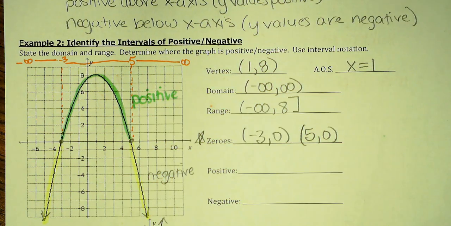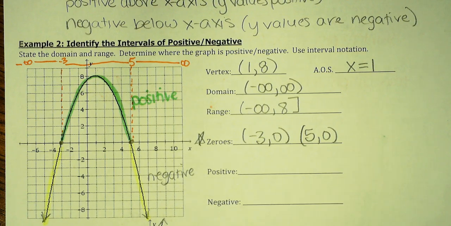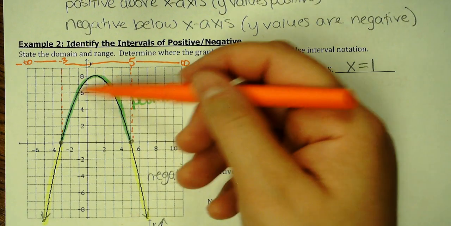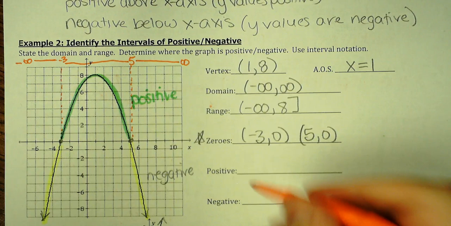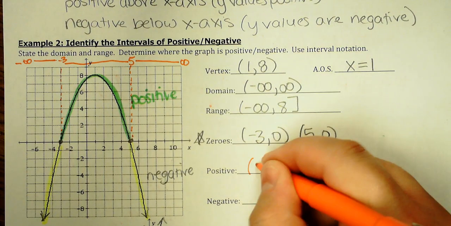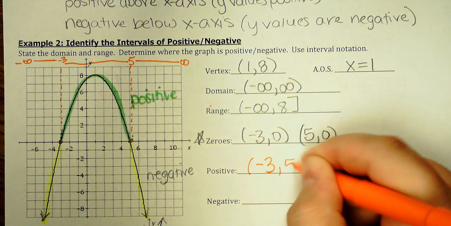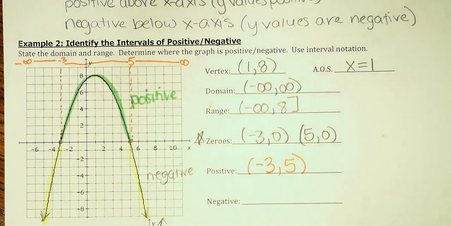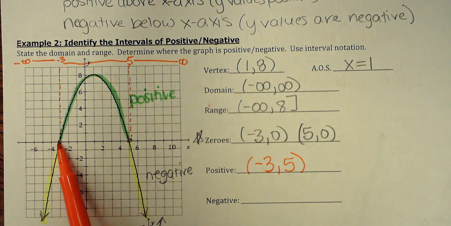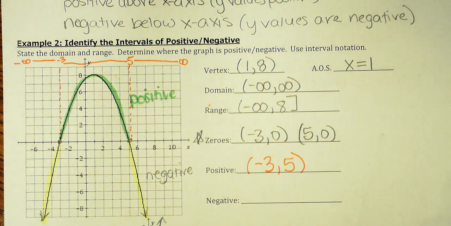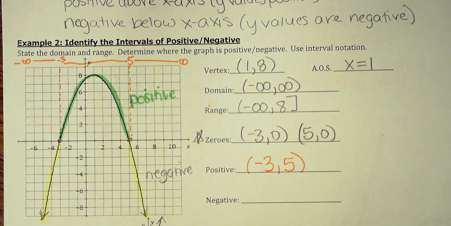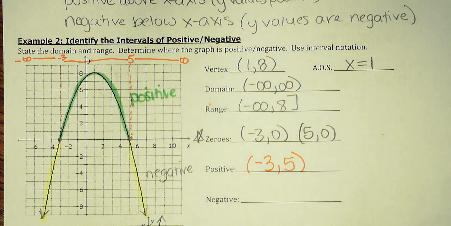So here's how we're going to write these intervals. Okay, the positive interval here is just this little loop, and that goes from -3 to 5. And again, I'm using parentheses because at 0, 0 is not considered positive or negative, and so we want to just have a parenthesis there because at that point, you're neither considered positive or negative.